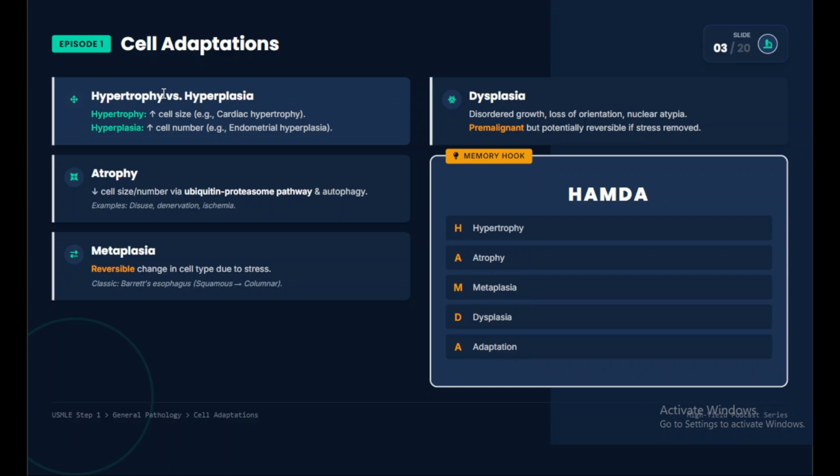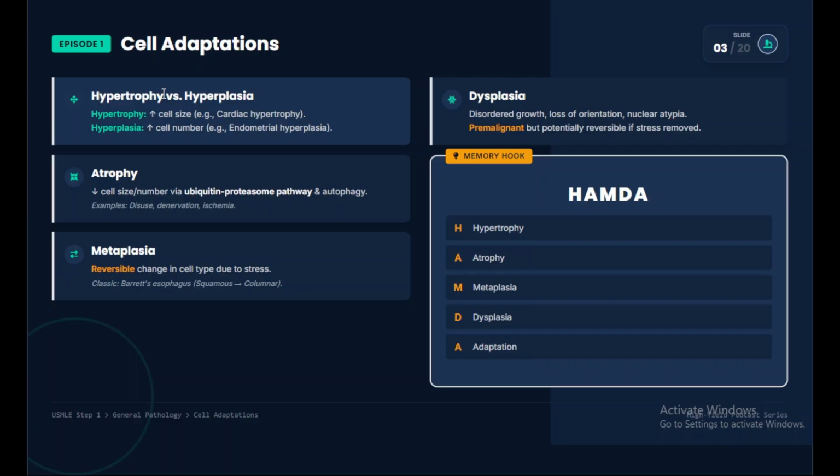When someone has chronic hypertension, the heart has to pump against the high resistance. So what actually happens is that the cardiac muscle cells cannot multiply, but they increase their size to generate more force, and this leads to cardiac hypertrophy. So remember, hypertrophy means bigger cells.